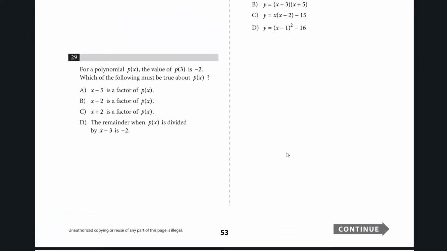And here we go, this polynomial question. I learned to do this. For a polynomial p of x, the value of p of 3 is -2. Which of the following must be true of p of x?